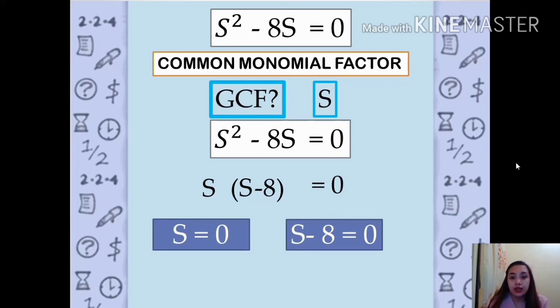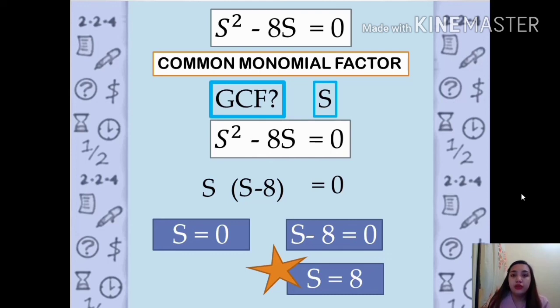So, meaning, ang gagamitin nating equation is S minus 8 equals 0. So, paano natin makukuha ang value ni S? Kamukha lang ng ginawa natin kanina, i-transpose natin sa kabila. Dahil negative 8 yan, pag tinransfer natin sa kabila, magiging positive 8. So, therefore, the length of a side of the square is 8. So, this is how to solve a problem involving common monomial factor. Do you have any questions?